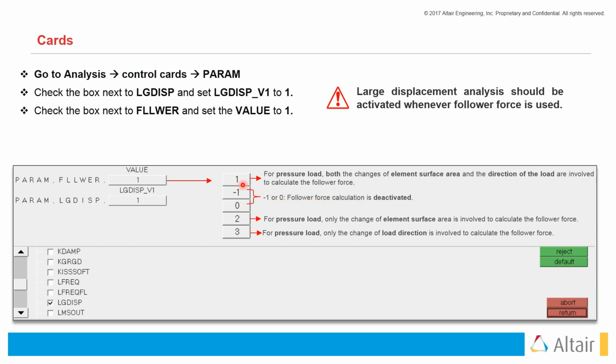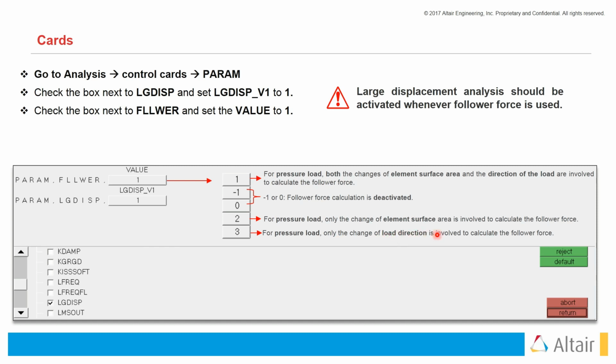Now if we select 1, for pressure load, both element surface area and the direction of load are involved in the calculation of follower force. Similarly, if we select 2, for pressure load, only element surface area is considered to calculate the follower force. And if we select 3, for pressure load, only load direction is considered to calculate the follower force.